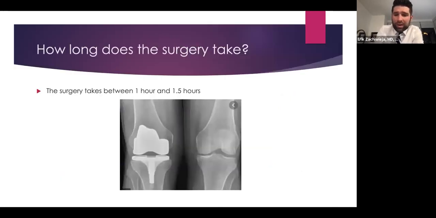So I just want to go over the basics of what a total knee replacement is, what you should expect, and how it works. So first off, how long does a total knee replacement surgery take? Well, in general, it takes about 1 to 1.5 hours. So most patients come in the day of surgery. They're there for about an hour to an hour and a half before surgery. The surgery itself takes about an hour to an hour and a half, and then you're admitted to the hospital.